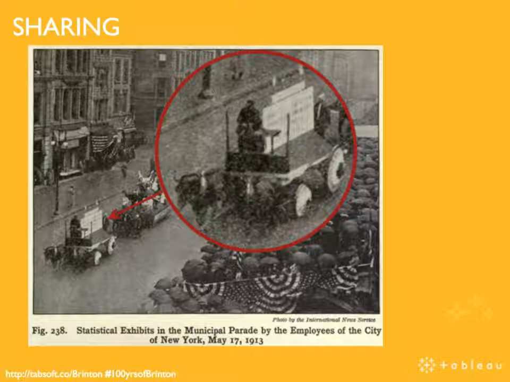This is a photograph from the book of a municipal parade in New York. It looks like it's pouring down with rain, and yet people are still out there. What's on the back of that horse and cart is a chart about municipal spending on health and welfare and education and things like that. People wanted to share data. Could you imagine printing your chart on a massive board, putting it on a cart and getting a man with a horse to drive that thing? Well, if you are motivated to share your data, you will come up with those innovations.